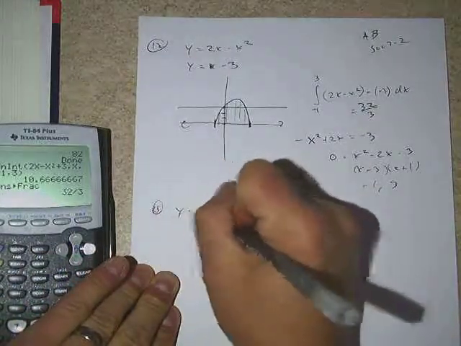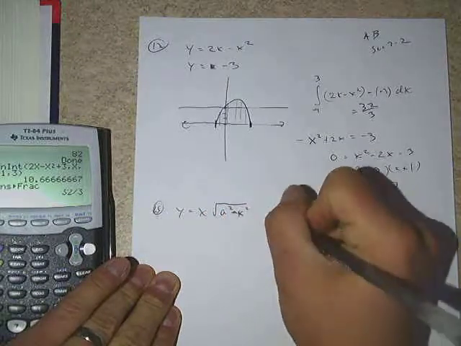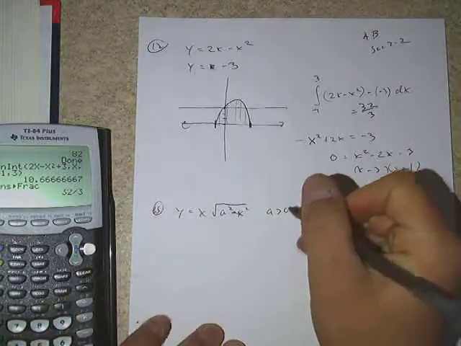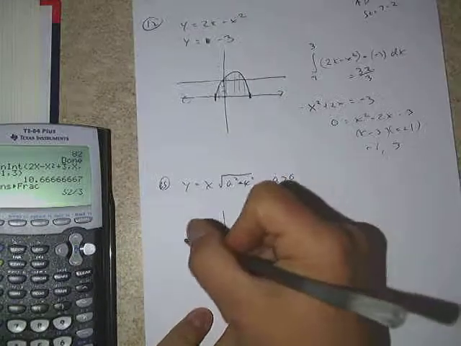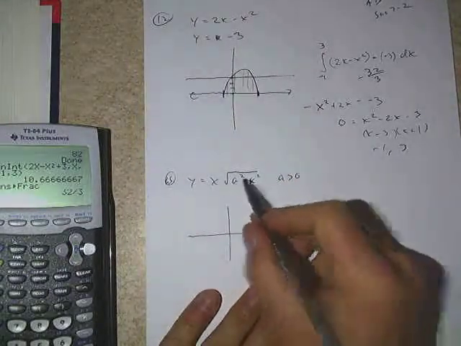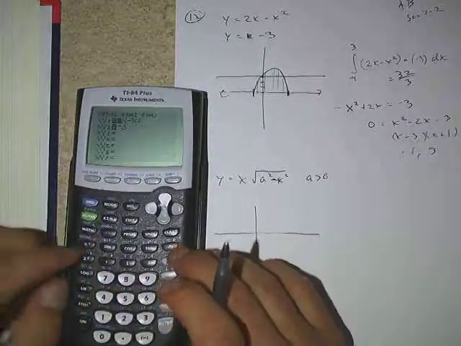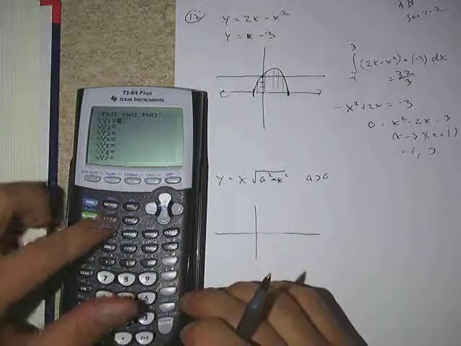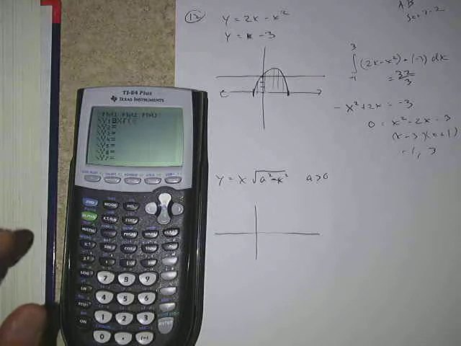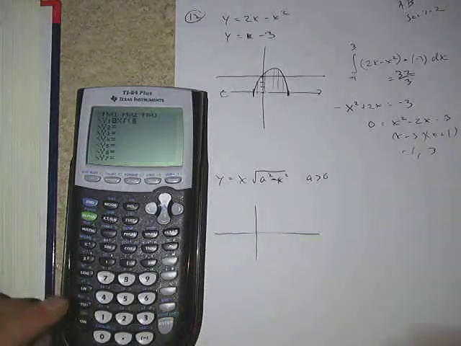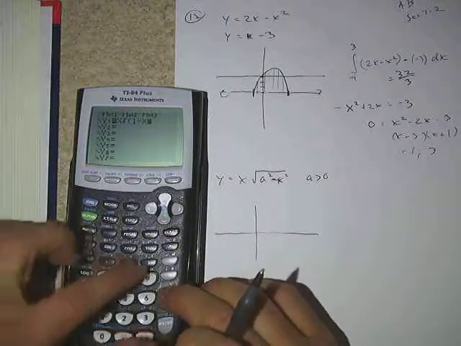On 15 we have a general function here. It's of the form x times the square root of a squared minus x squared, a greater than 0, and then y equals 0. So in general, y equals 0 we know is the x-axis. Let's see if we can figure out what this would equal. If we draw a picture of it, we have x times the radical, and let's just pick some a that's greater than 0 just to see what a curve might look like.